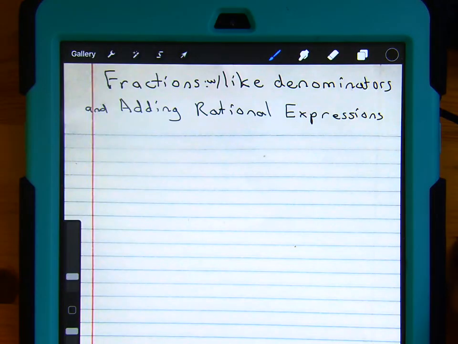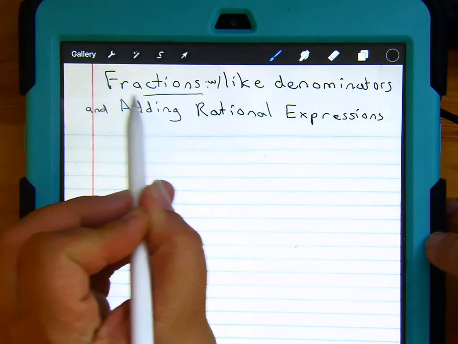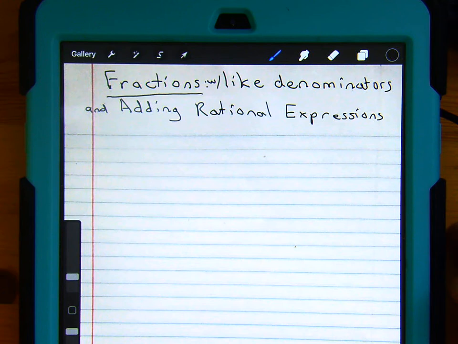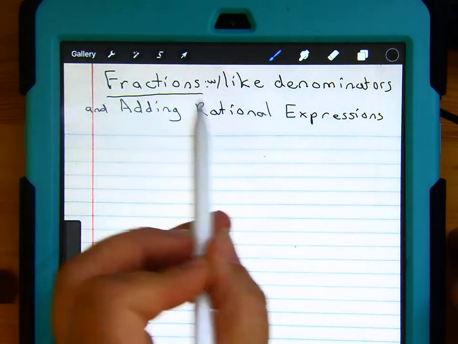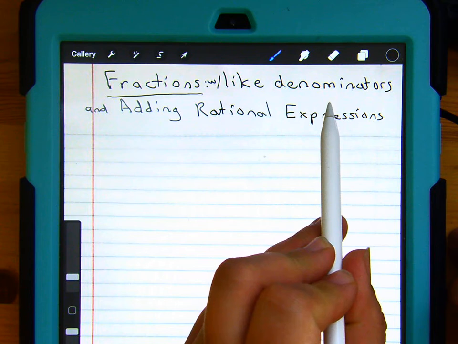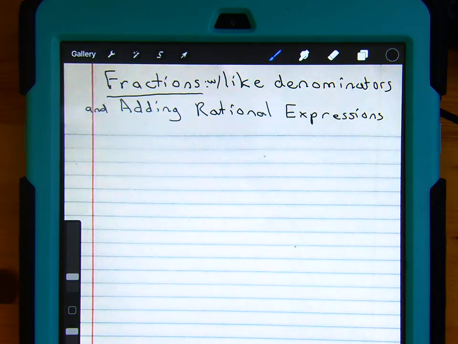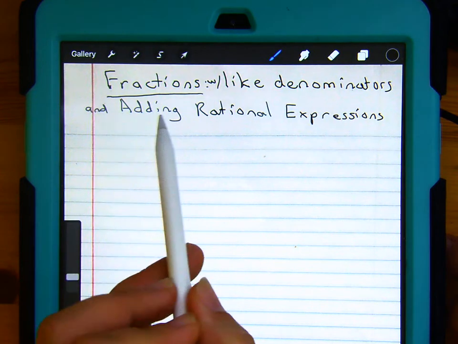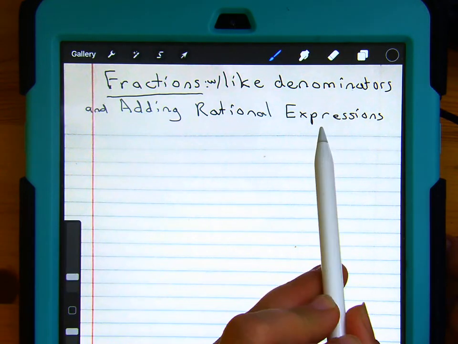So for this bit of notes, we're going to be looking at what are basically just fractions. And if you recognize that they're nothing more than fractions, then the process to solve them becomes so much simpler. So we're looking at fractions with like denominators, which means that they have the same number on the bottom, the denominators. And we're going to be adding rational expressions.